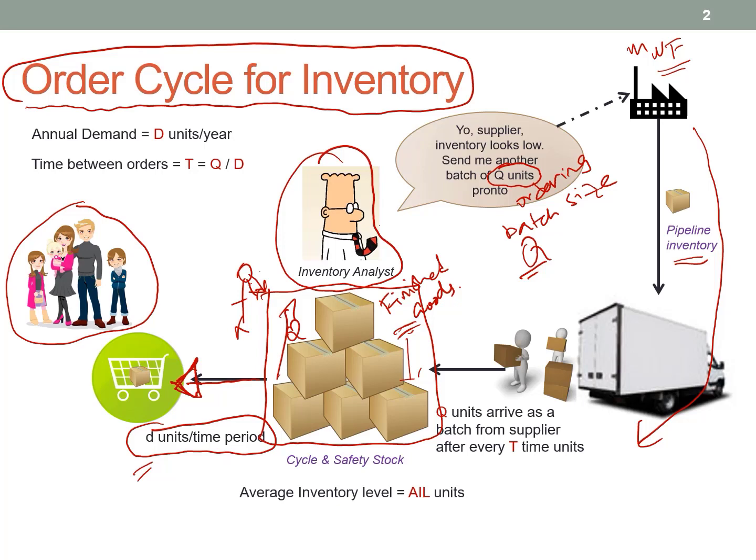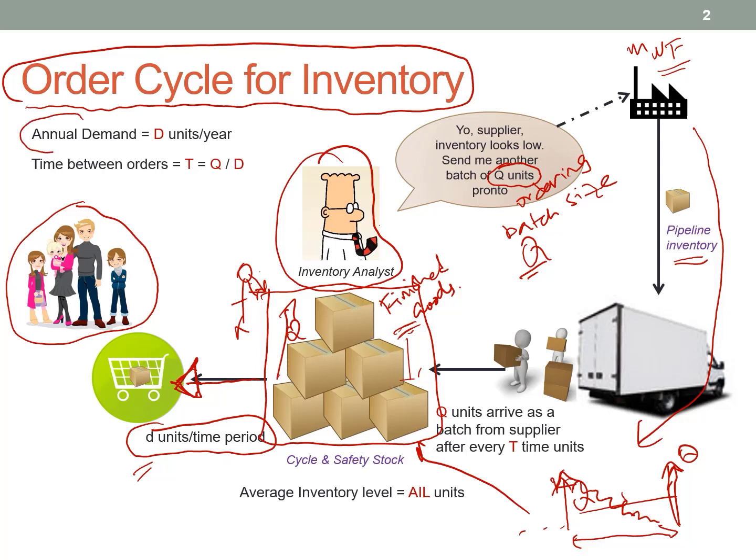So notice if you stand and look at this pile of goods, it will have jumps. Whenever inventory arrives, it will jump up by Q units, and then on a day-to-day basis, it will drop by small d units every day. So it will go up and down. Approximately on average, every certain number of days, Q units will arrive and the inventory will jump up again. The time between these jumps, or receiving these Q units, is called time between orders.